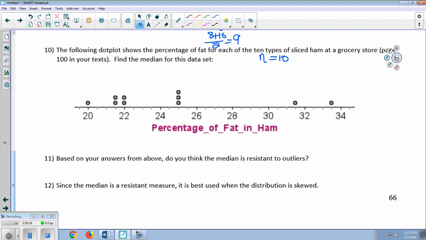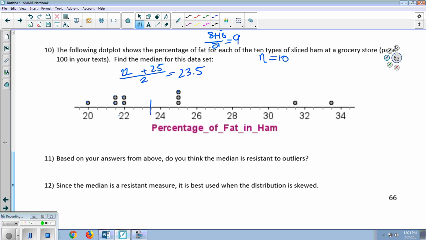Starting at this side, I have 1, 2, 3, 4, 5. So my 5th value is 22, and my 6th value is 25. I'm going to have to find the average between 22 and 25, and that comes out to be 23.5. And so your median would be right there.